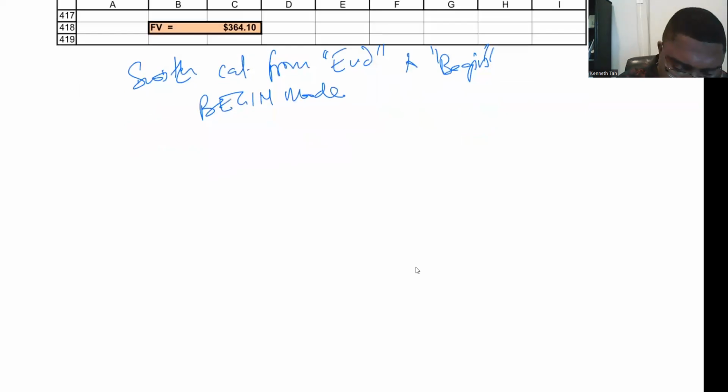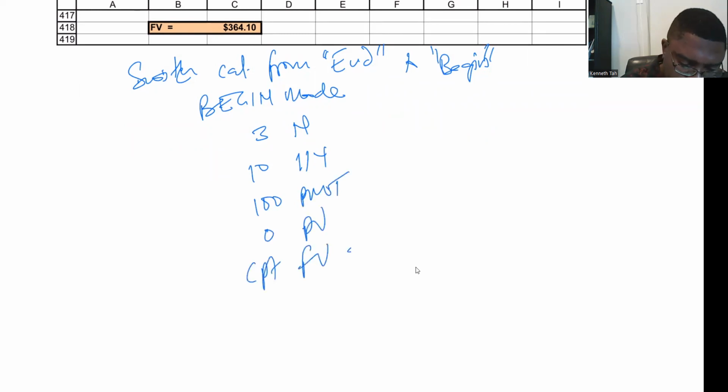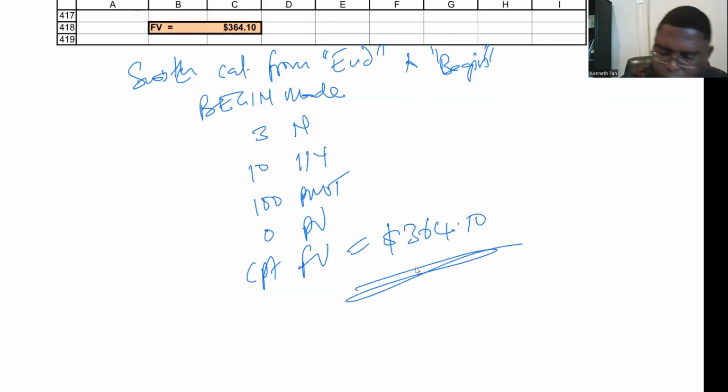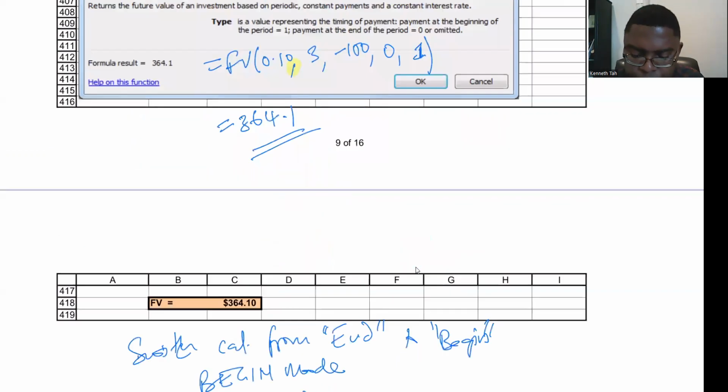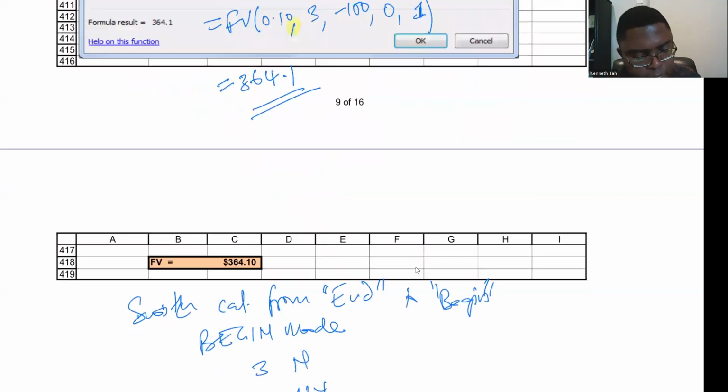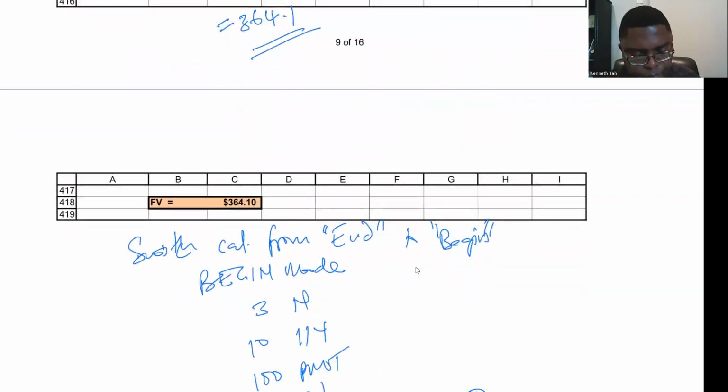And then we are going to take 3 N, 10 I/Y for interest rate, 100 payment, 0 present value, compute future value. This will give us 364.10, consistent with our computation using the formula and the Excel spreadsheet.